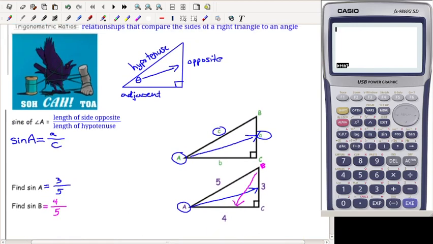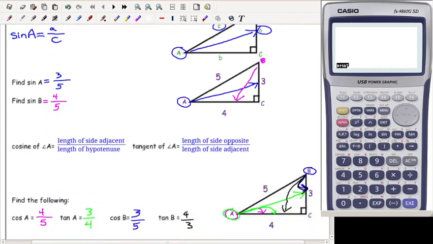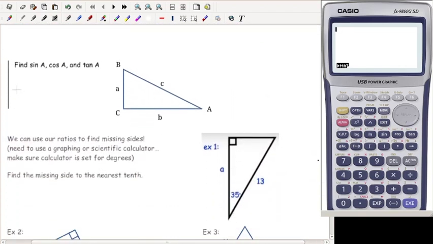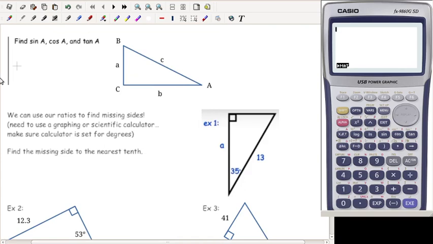So maybe that helps you remember. If you see the sewing thread, the crow, and the toe, maybe that'll help you remember SOHCAHTOA. Kind of sounds, I don't know, we always said Indian when I was growing up.